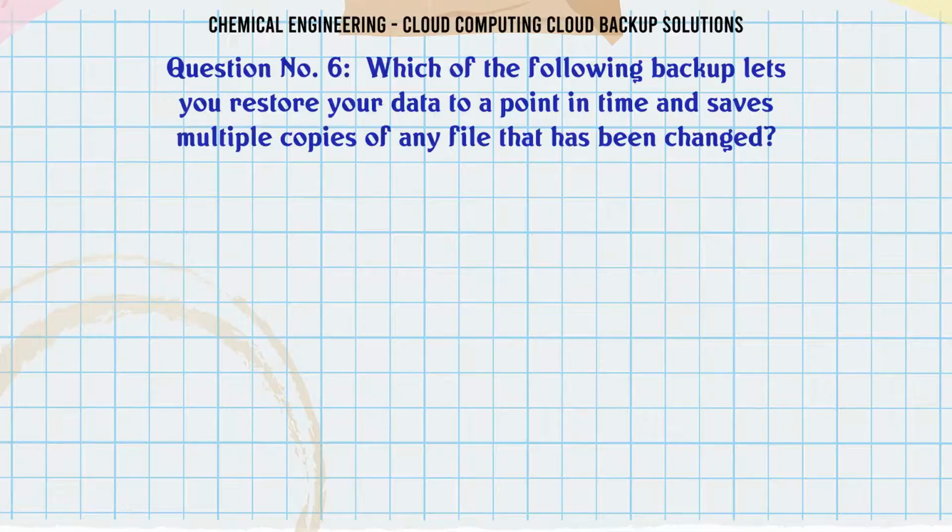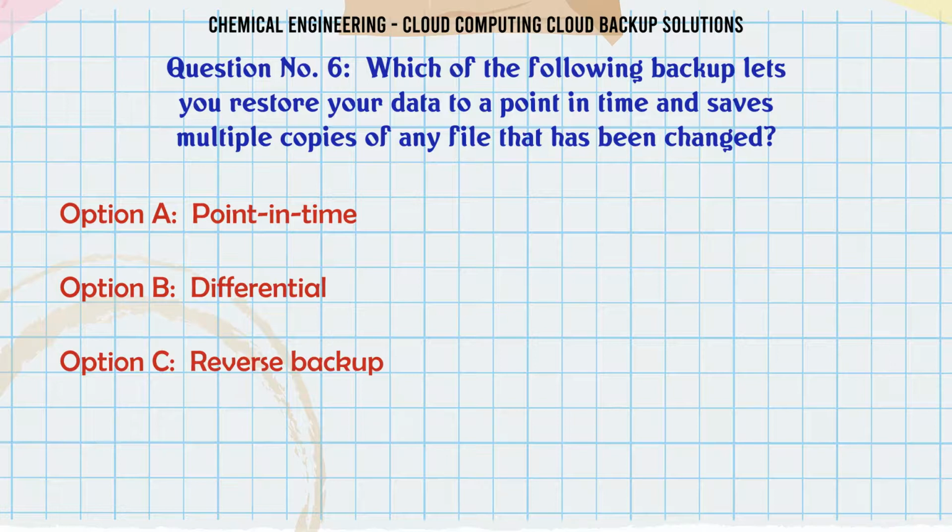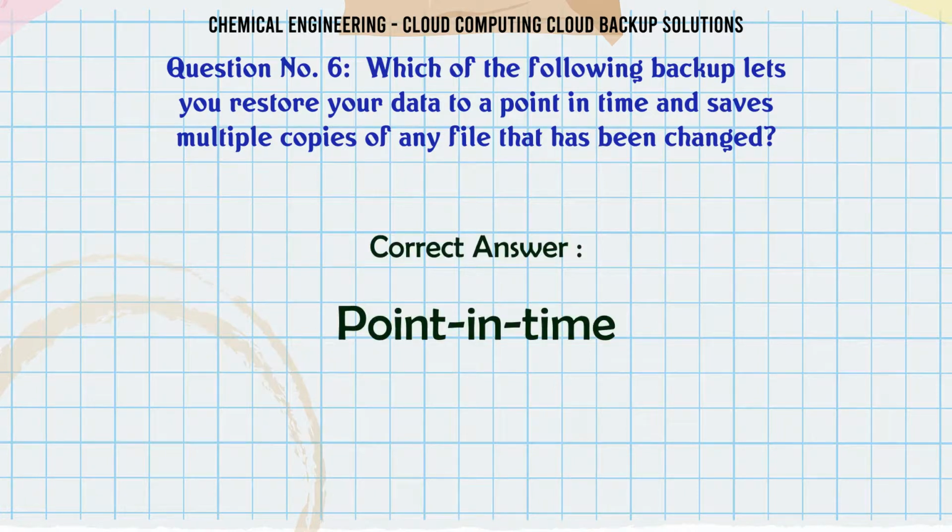Which of the following backup lets you restore your data to a point in time and saves multiple copies of any file that has been changed? A. Point in time, B. Differential, C. Reverse backup, D. None of the mentioned. The correct answer is point in time.